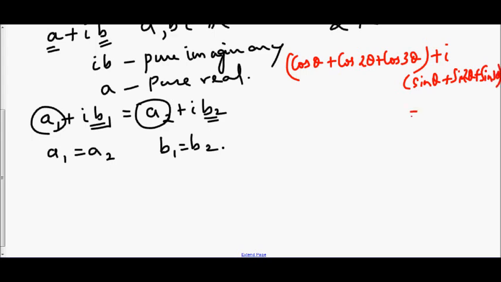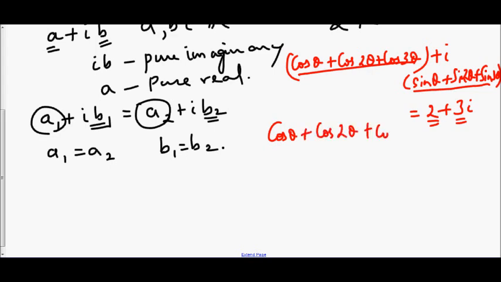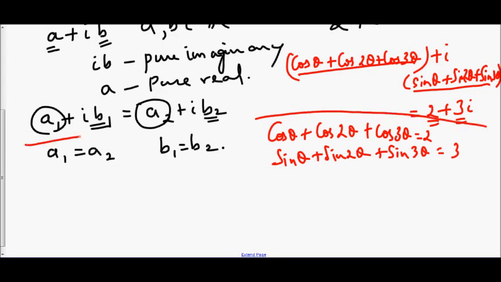and if this is equal to 2 plus 3i for example, then you can equate this part to 2 and this part to 3, which means that cos theta plus cos 2 theta plus cos 3 theta is equal to 2, and sine theta plus sine 2 theta plus sine 3 theta would be equal to 3. So this is one case where you can use this property. When two complex numbers are equal, the real parts are equal and their imaginary parts are equal to each other.